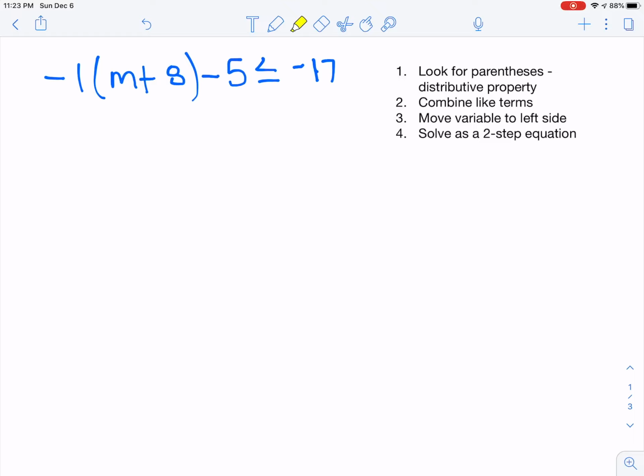The first one says to look for parentheses, and if you have any parentheses, to go ahead and use the distributive property. In my inequality here, I noticed that I do have some parentheses, so I'm going to distribute this -1 to both pieces. That's going to give me negative m minus 8. I still have my minus 5 coming behind that, and then I have less than or equal to negative 17.